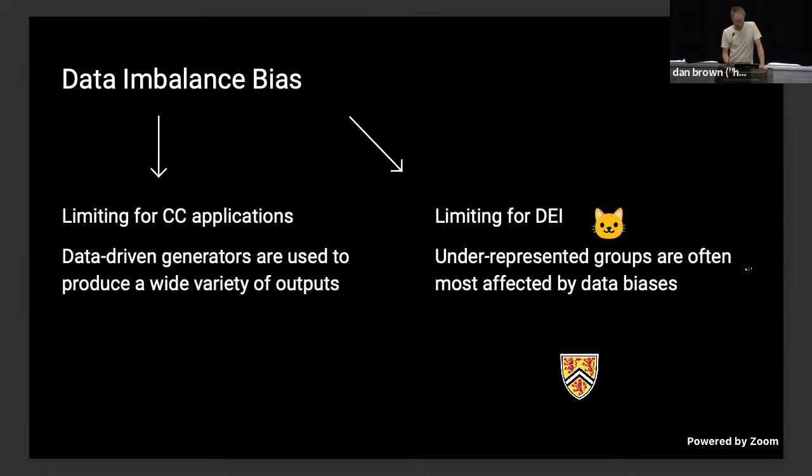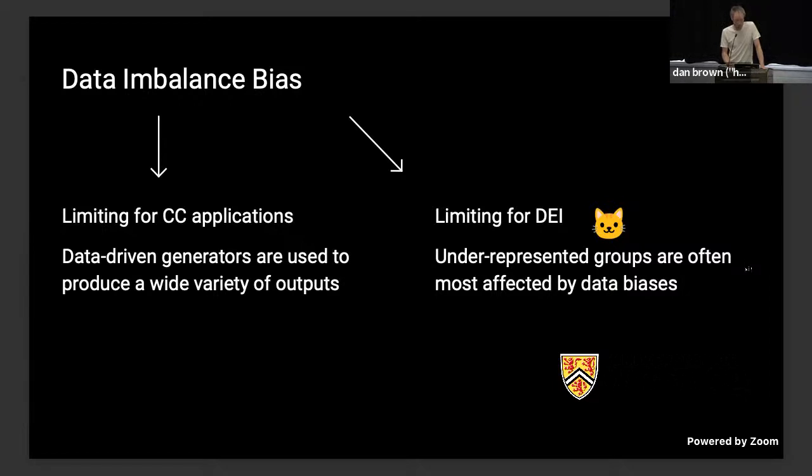And this, I think, has some significant limitations, both for computational creativity and for DEI. For computational creativity, in the sense that data-driven generators, when we use them in our generative systems, are kind of reproducing what we have in the data distribution. But me as an artist, I'm more interested in the outliers, the weird artifacts. So I want to generate a diverse range of possibilities. And the same for DEI: underrepresented groups are most often affected by these types of data biases.